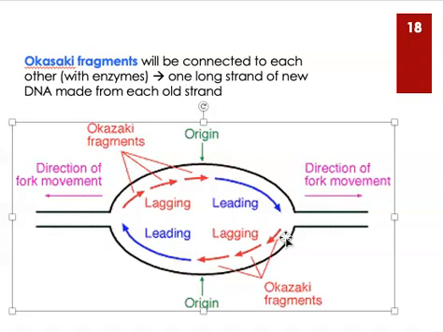And this is what we refer to as lagging strand synthesis. It creates Okazaki fragments, and once DNA synthesis is over, those fragments are going to have to be joined together by, you guessed it, another enzyme, and that will create, again, one long continuous strand of new DNA.